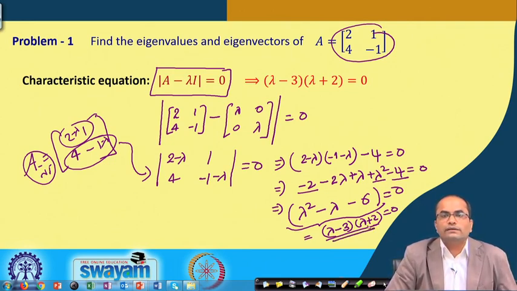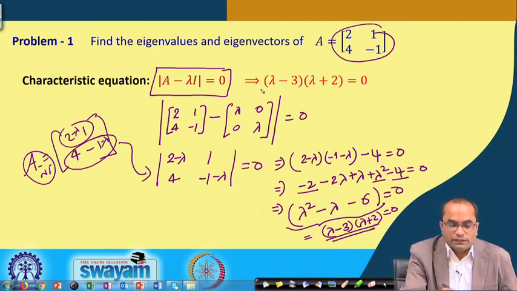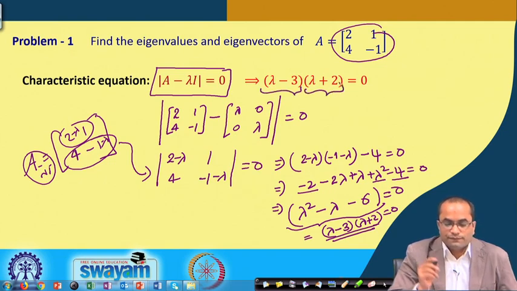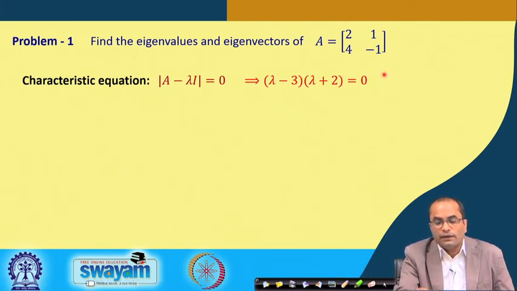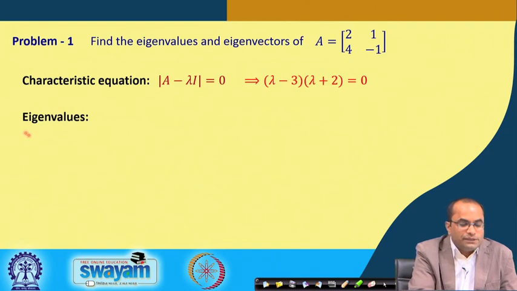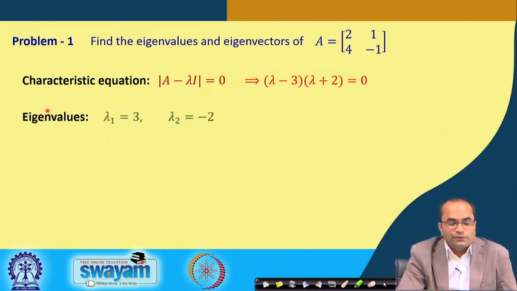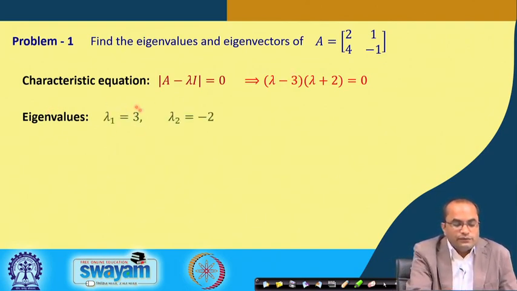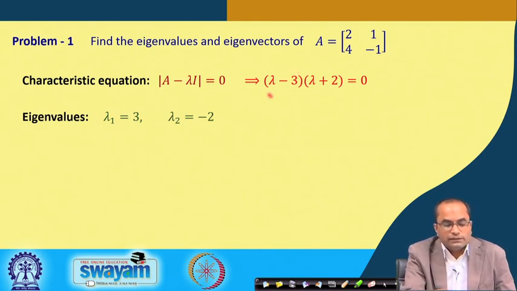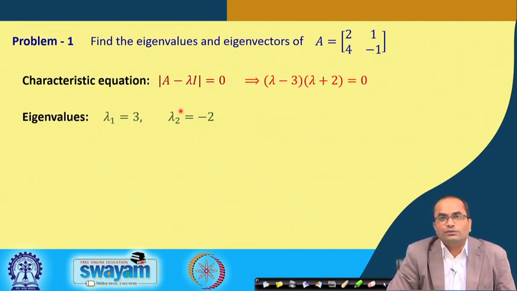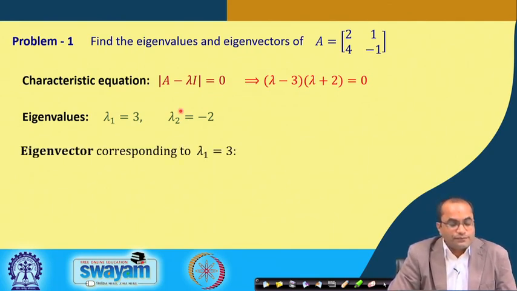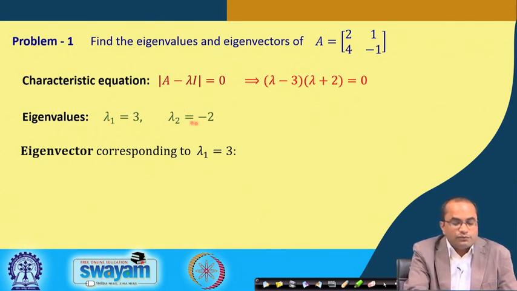So, that is the characteristic equation. From there we can get the roots of the equation. So, that is our characteristic equation here, and its roots will be the eigenvalues. So, our eigenvalues are: one eigenvalue, which we are calling lambda 1, that is 3, because this is the solution of this equation, and the other eigenvalue will be lambda 2, which is minus 2. And now the eigenvector corresponding to each.